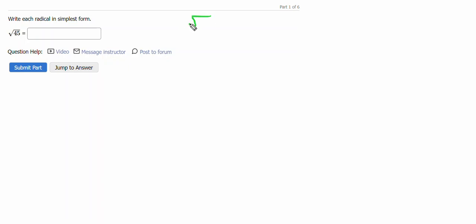So square root of 45. What we want to do with these is rewrite 45 as some perfect square times some other number. Before we get going, let's write down our perfect squares. Perfect square would be, 2 times 2 is 4, 3 times 3 is 9, 4 times 4 is 16, and then 25, 36, 49, 64, 81, 100.